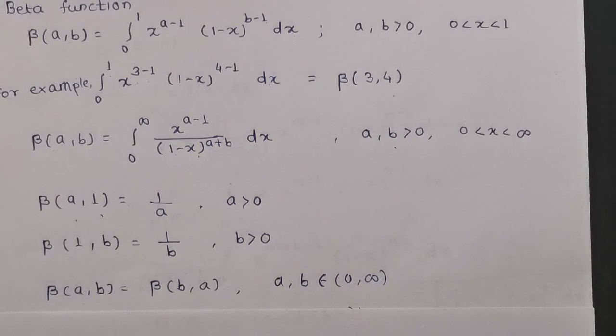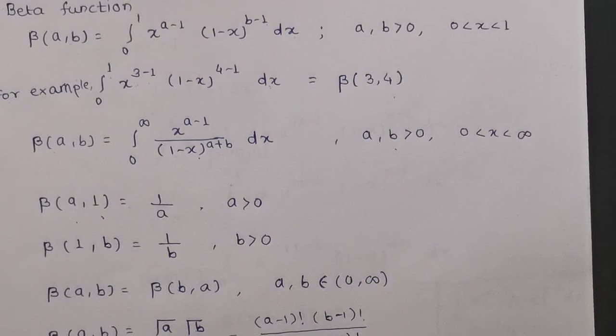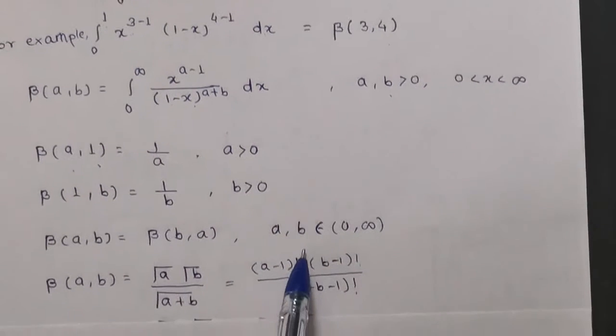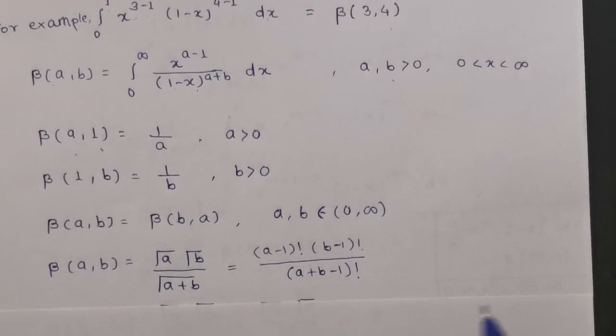One more interesting property of beta function is beta(a,b) equal to gamma a into gamma b divided by gamma a plus b. This is just the relationship between beta function and gamma function. Or you can write gamma a as a minus 1 factorial, gamma b as b minus 1 factorial, so gamma a plus b is a plus b minus 1 factorial.